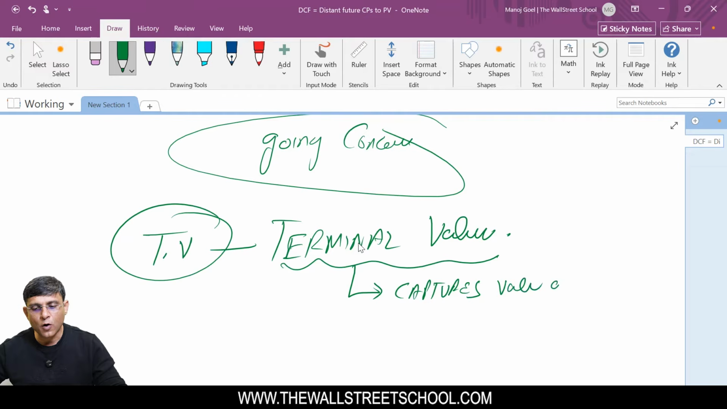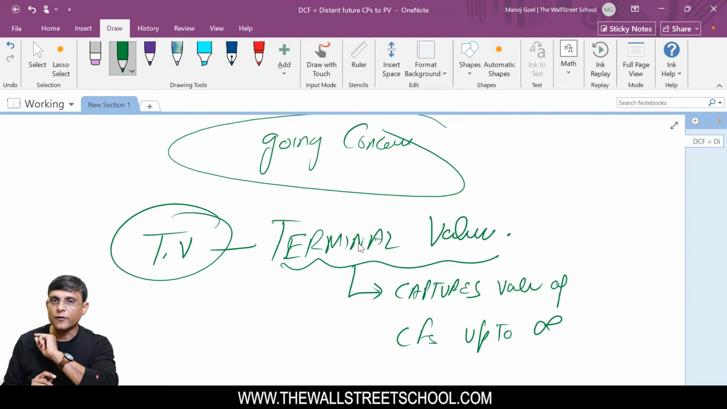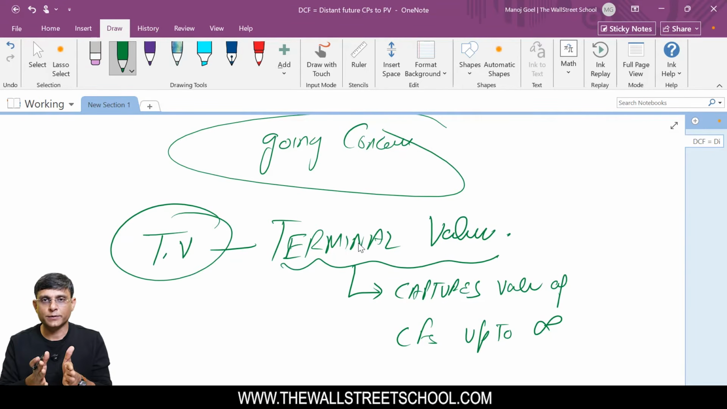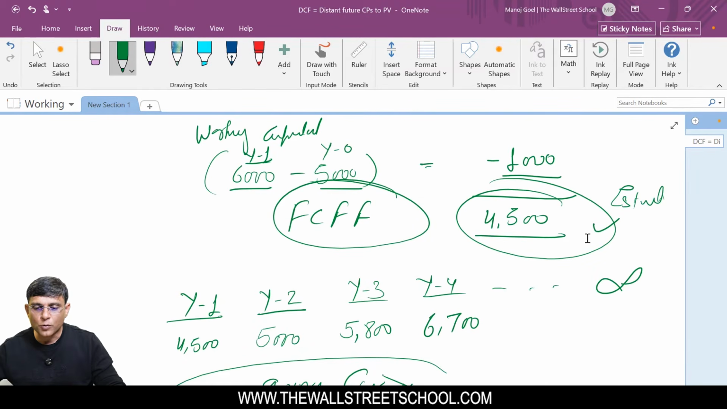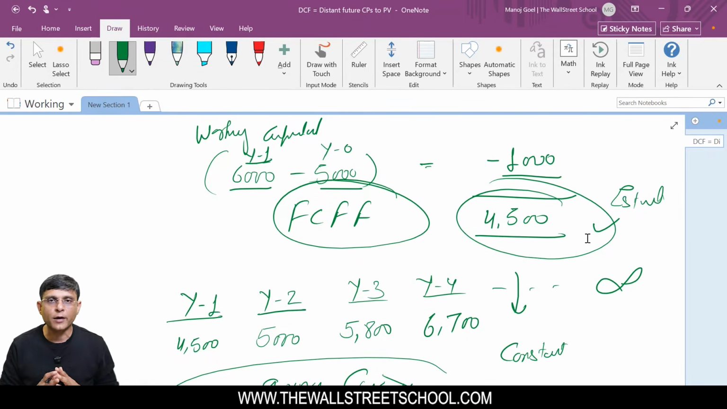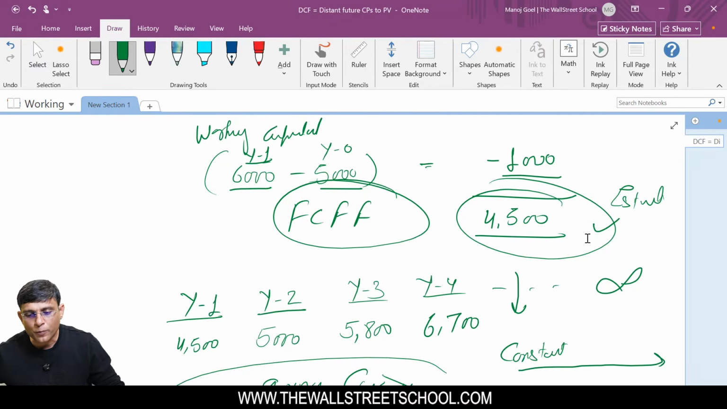Captures value of cash flows up to infinity, but starting from which phase? When the growth is constant. So guys, in this series of the projection, the moment your growth reaches a constant phase, meaning when the company is out of the high growth phase and enters into a constant growth phase where the growth fluctuation is very limited, this is called a constant growth phase of the business. From this phase to infinity, no projection is required.